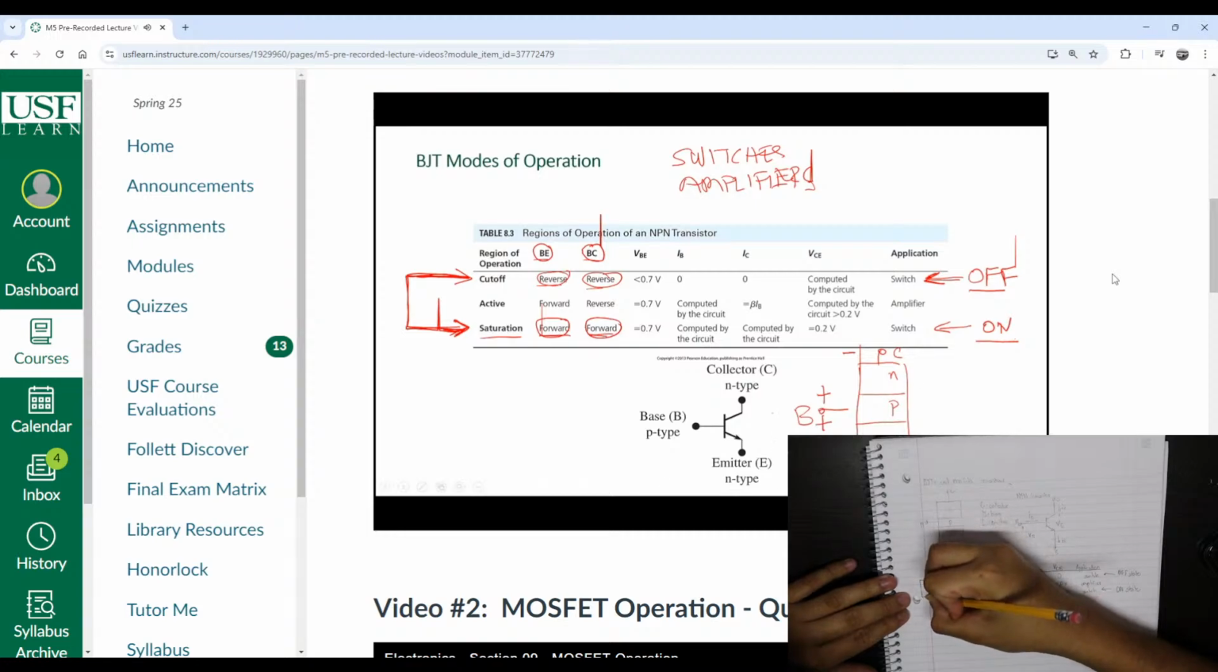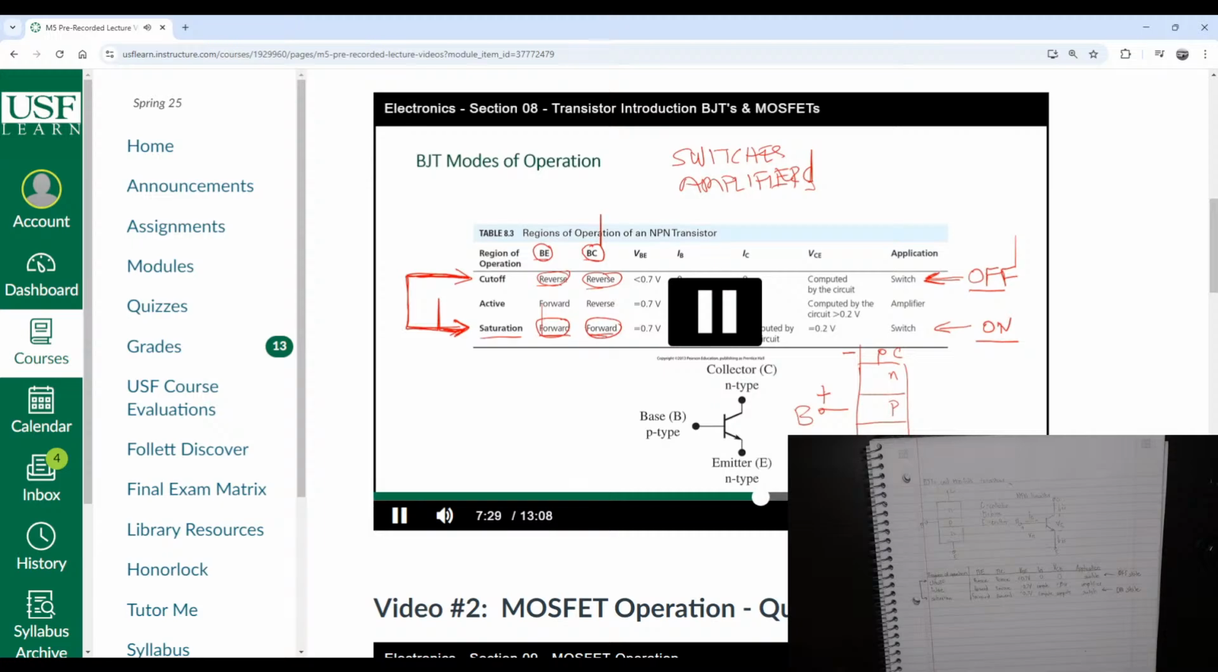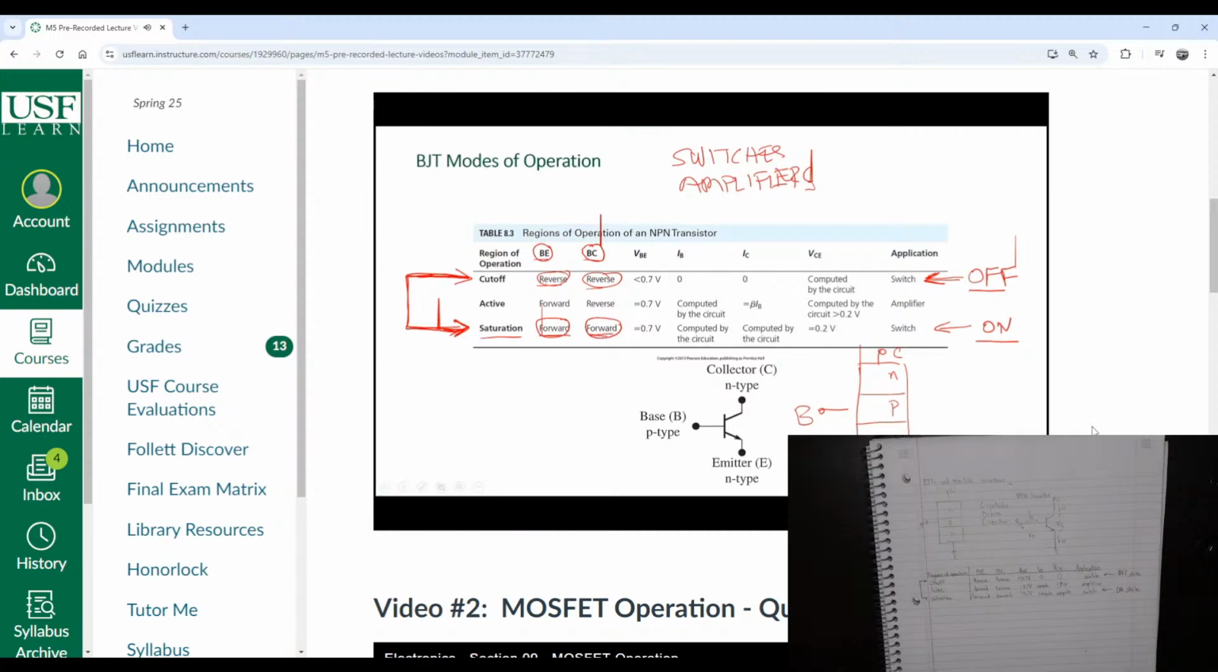Now, let me get my eraser. We have one condition left in the middle. And notice that in this third case, the base to emitter is forward bias. Forward bias, that means base is higher than the emitter. And the base to collector is reverse bias, which means the base here is lower than the collector. The collector is at a higher voltage. When the base to emitter is forward and the base to collector is reversed, we call that mode of operation active mode of operation. And this is where we operate the transistor as an amplifier.